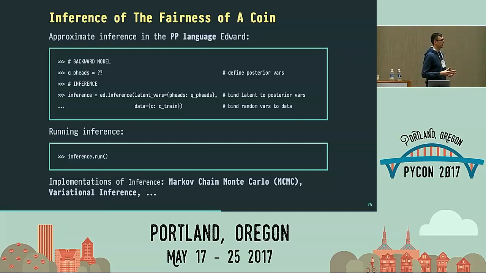But before we do that, I just want to tell you a bit about how you interact with these solvers, with these methods. And the story is always the same. So Edward uses an abstract class called Inference, ed.inference. And it always needs two parameters provided. The first one is called latent_vars, so vars for variables. And what you do there is you pass in a dictionary, and this dictionary binds the variable that you want to infer, in this case p hat, so the fairness of the coin, to some other object. And you can call this the posterior variable.